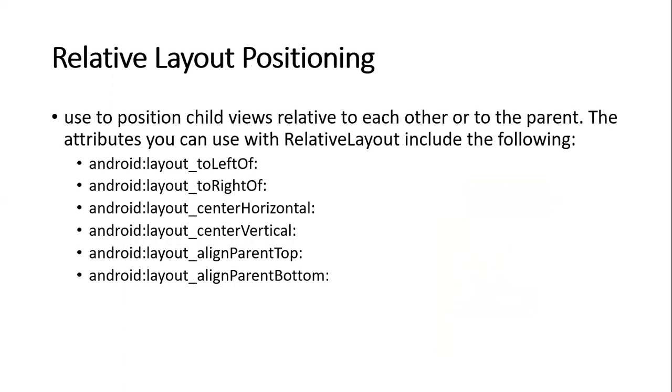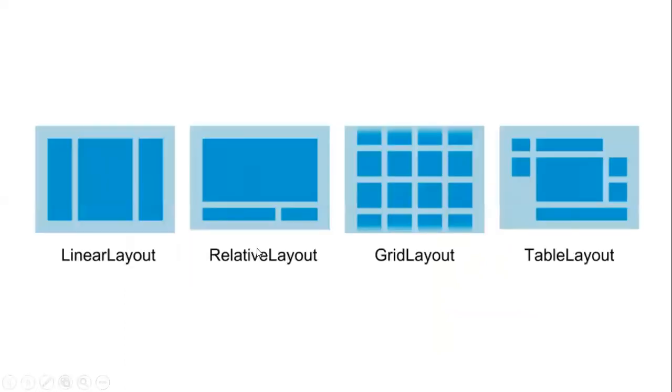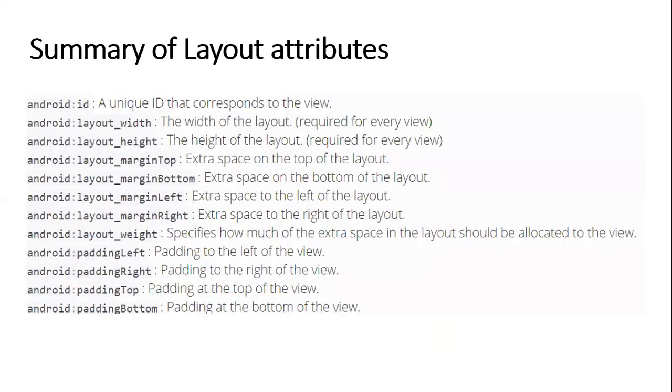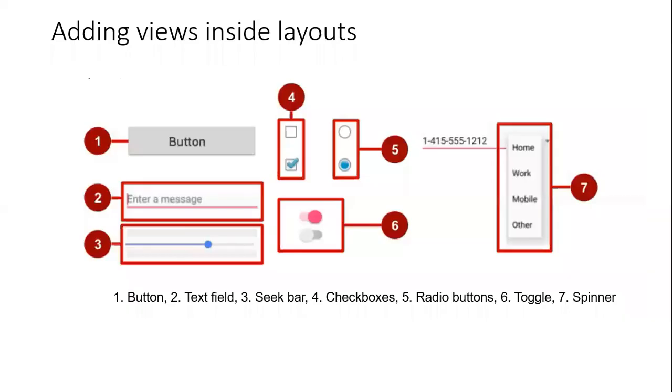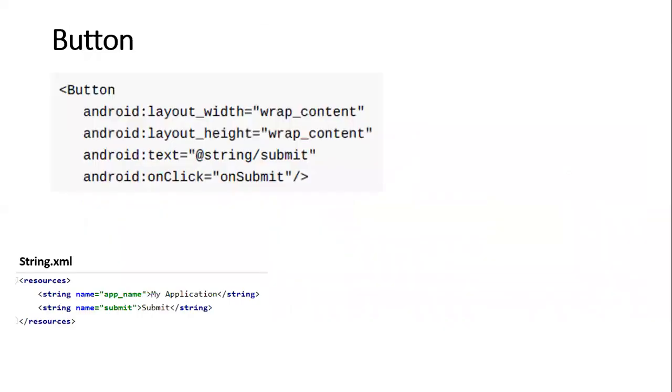So you need to use these kind of keywords or attributes for positioning an element in relative layout. The first ones are to left of, to the right of, center of, align parent of, bottom of, okay? So this is the structure and you can also utilize grid layout, like to create some sort of calculator, table layout. So these are some of the core topics.